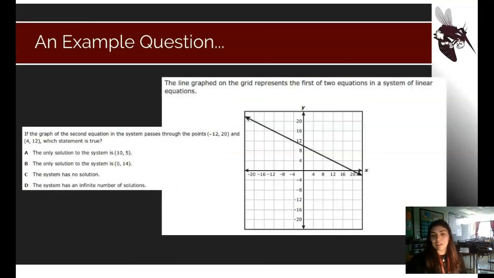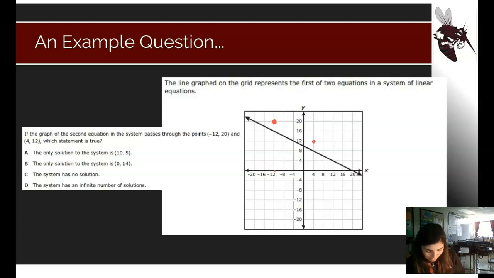Now, one question might ask something like this. It says the line graphed on the grid represents the first of two equations in a system of linear equations. They did half the work for us. If the graph of the second equation of the system passes through the points (-12, 20) and (4, 12), which statement is true? So let's plot those.